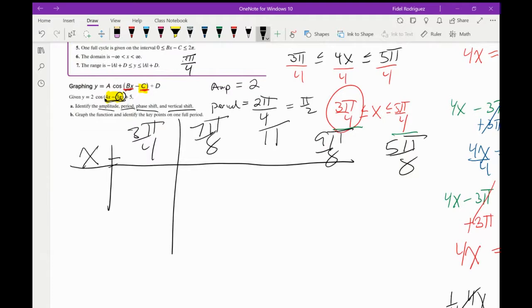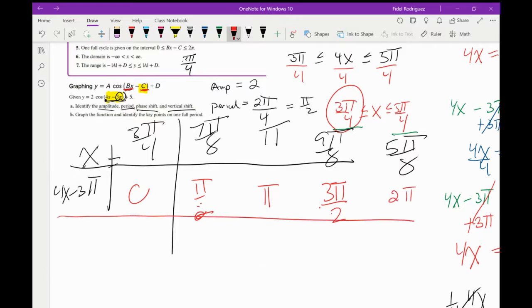Now I'm going to put this part here in the middle: 4x minus 3 pi. Remember, these are my standard values: 0, pi over 2, pi, 3 pi over 2, and 2 pi. There we go. And then we're taking the cosine of those values.